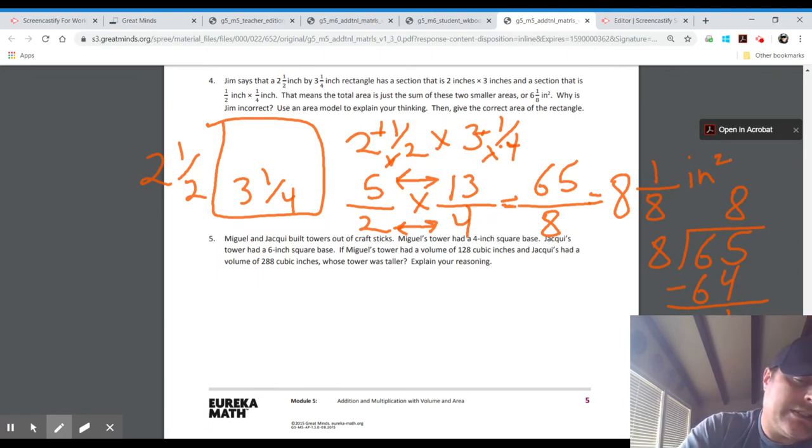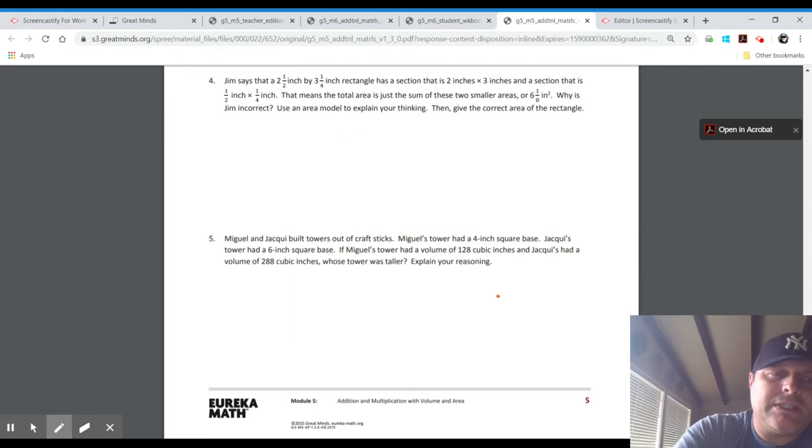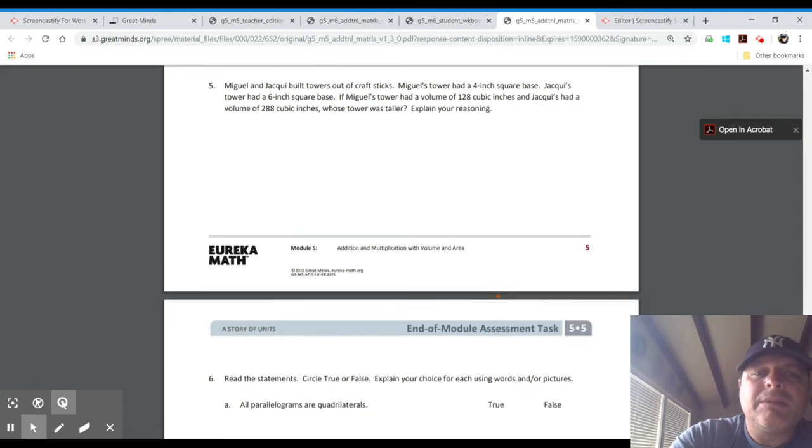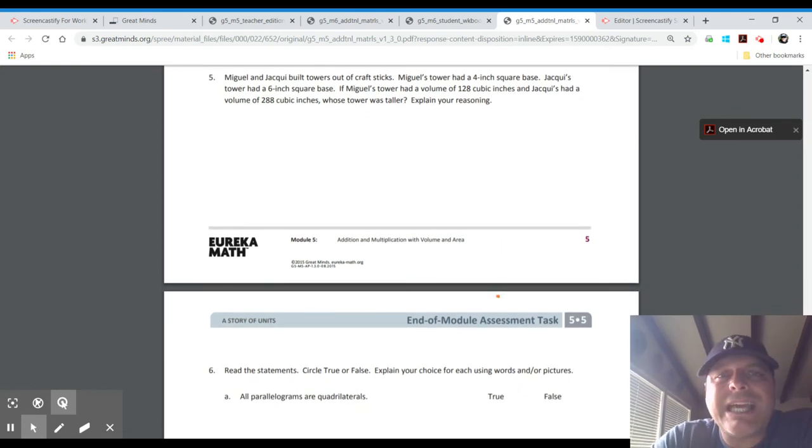Let's go ahead and erase this, and we're going to go on to the last one, which is Miguel. Miguel and Jackie build towers out of craft sticks. Miguel's tower had a 4-inch square base. Jackie's tower had a 6-inch square base. If Miguel's tower had a volume of 128 cubic inches and Jackie had a volume of 288 cubic inches, whose tower is taller?